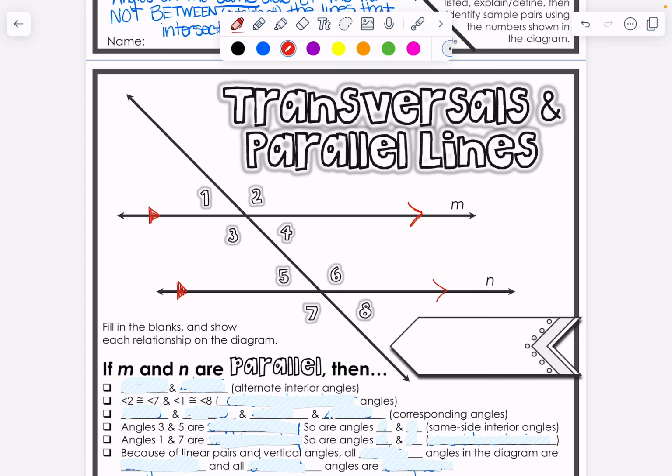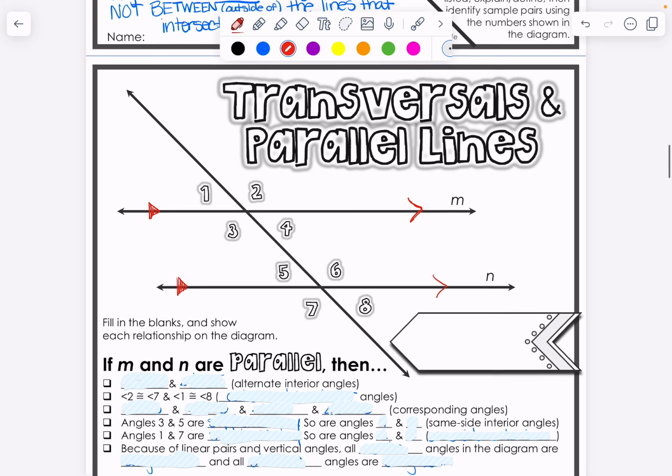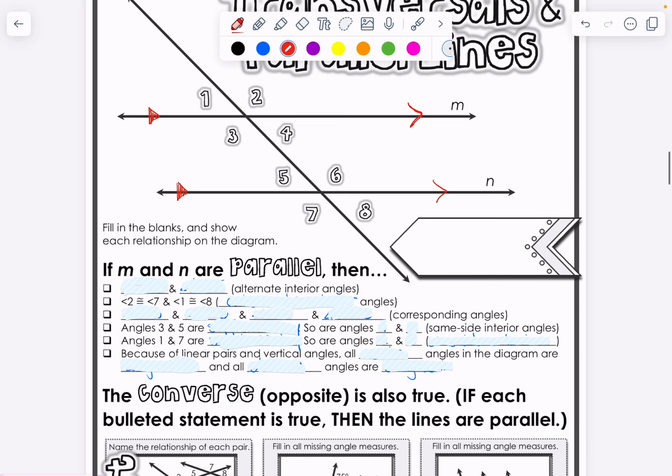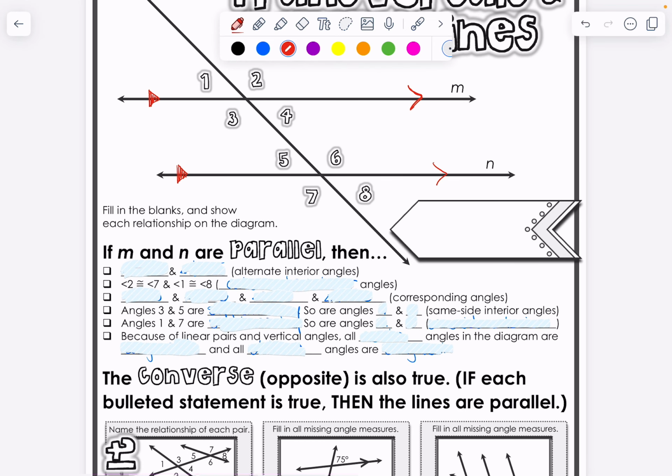Remember, in geometry we don't want to assume something is parallel or something is a right angle. We want to look for a visual cue or a measurement that proves that. So when we have parallel lines crossed by a transversal, we still have all of those different angle relationships, but now there's something else that happens with those angle relationships.